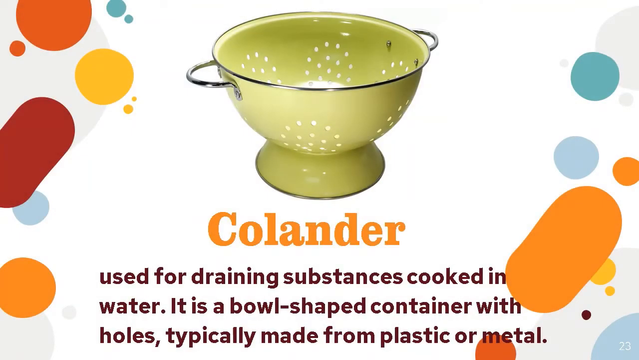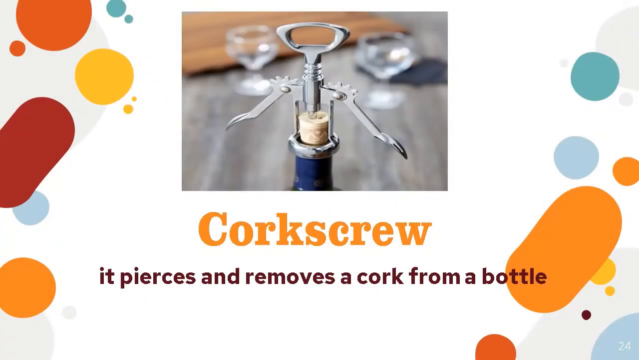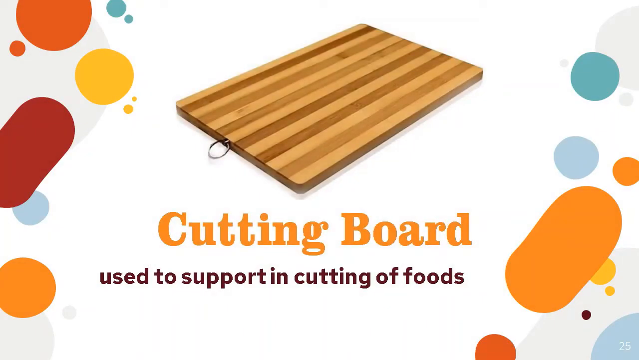Colander. It is used for draining substances cooked in water. It is a bowl-shaped container with holes, typically made from plastic or metal. The corkscrew is used to remove a cork from a bottle. Cutting board is used to support in cutting of foods.